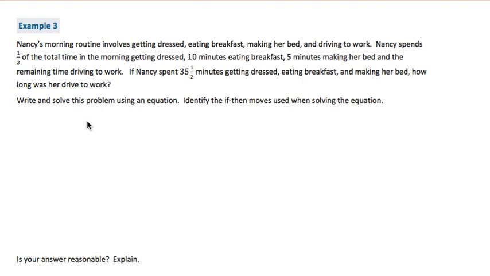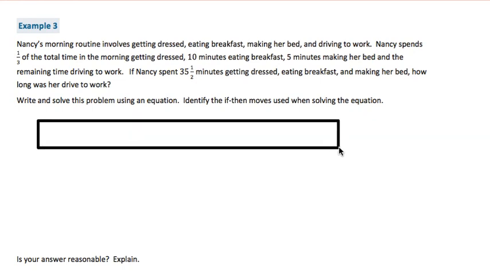Now they asked us to write and solve this problem using an equation, but I would suggest to you that unless we draw some kind of a diagram, we can't even set up the equation. So let's draw a tape diagram and separate our tape diagram into pieces that will then translate into an equation. So first of all, it says she spends 1/3 of the total time getting dressed. So we'll take our tape diagram and we'll divide it into 3 pieces.